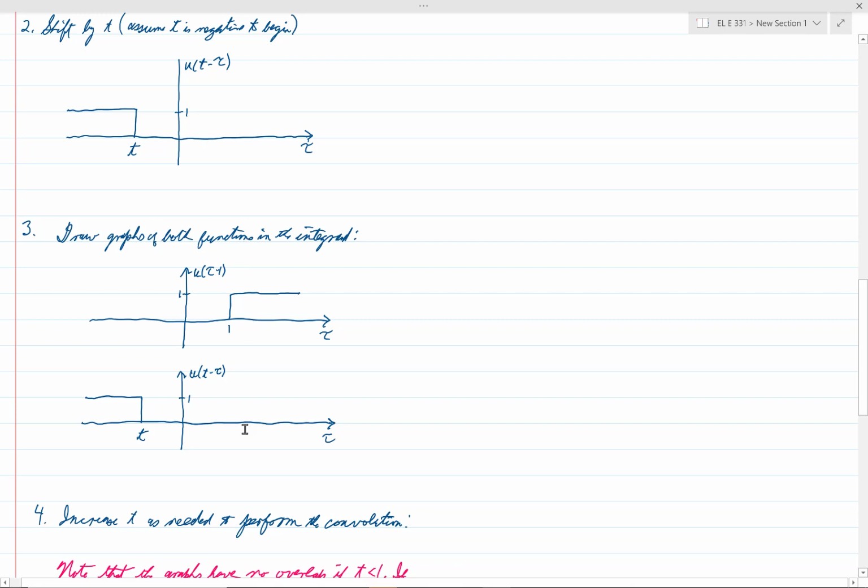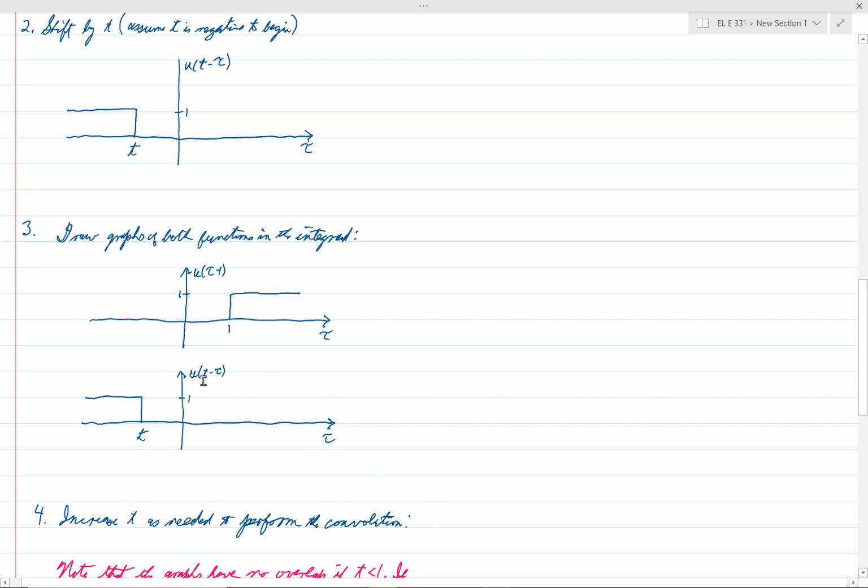Okay. And now the third step, which leads to the final answer, is you draw the graphs of both of your functions, one on top of the other. And notice that I've chosen so that the axes align with each other. And then once I've done that, then I will increase t. I guess I call that step 4. It doesn't matter if you want to think of that as step 3 or step 4. But anyway, the last part is to increase t as needed to perform the convolution.